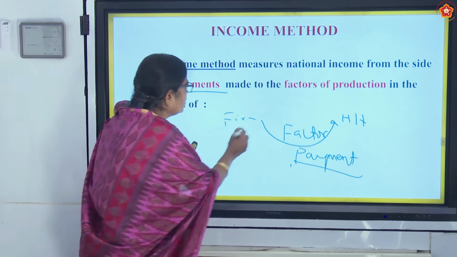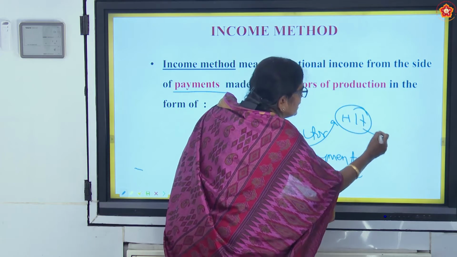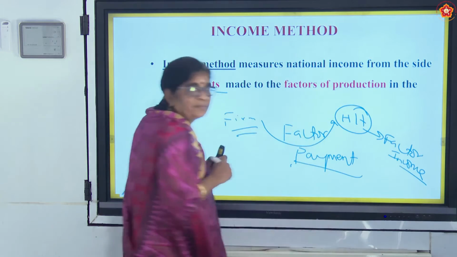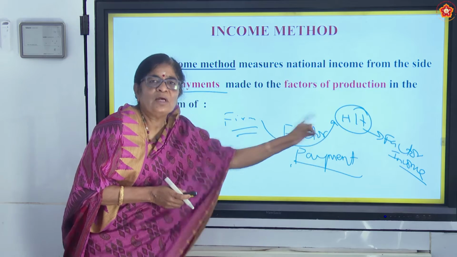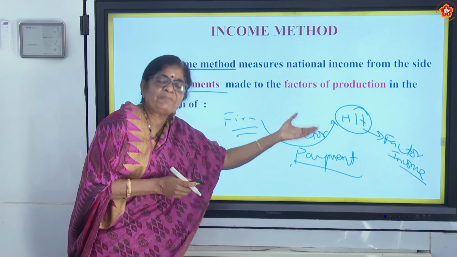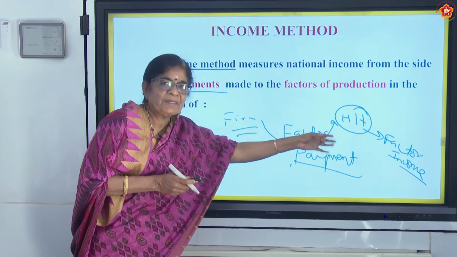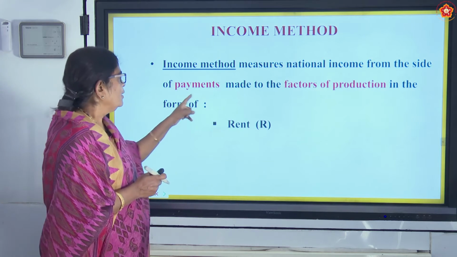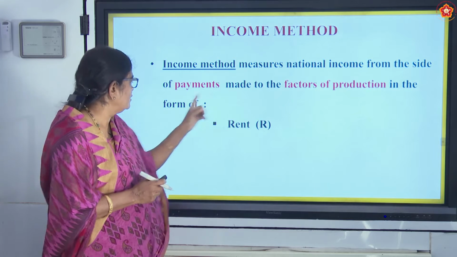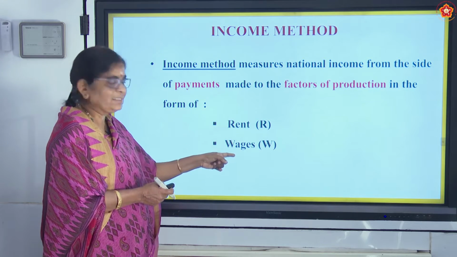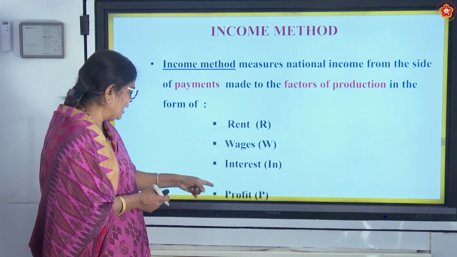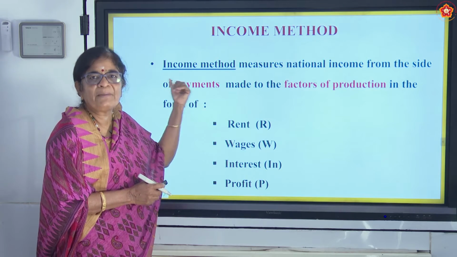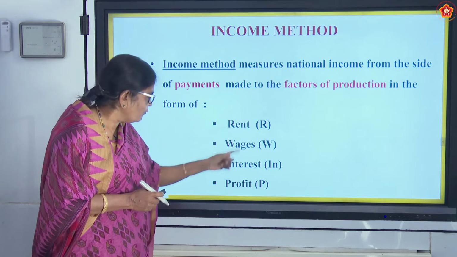This factor payment side is considered while measuring national income using the income method, because the factor payment from the firm to the household becomes factor income. Factor income is a part of the national income, because it was received by the household. Whatever is received by the household as a subsector is called personal income, but here we are referring to it as factor income, paid for the factors of production in the form of rent, wages, interest and profit. I hope you understood. The income method considers the payment side for the factors of production in these four forms.